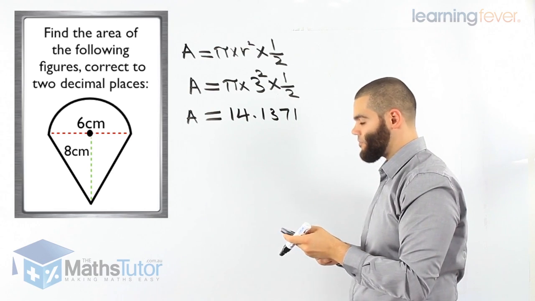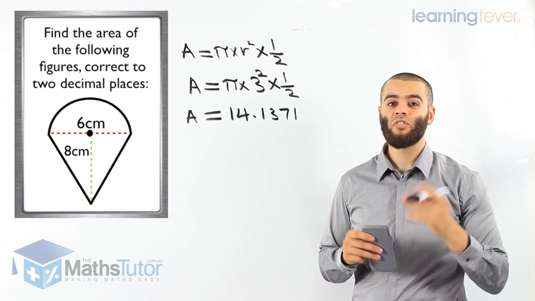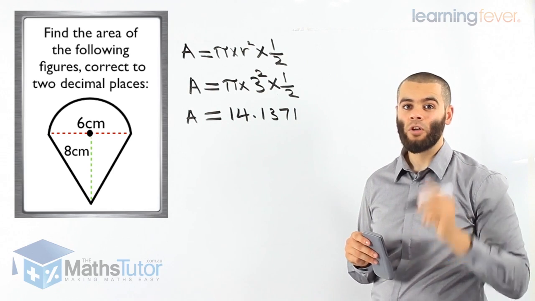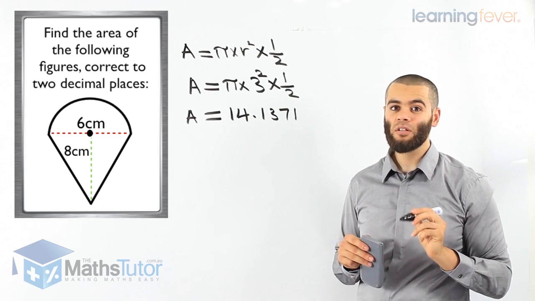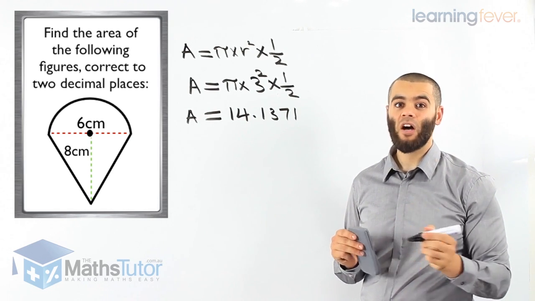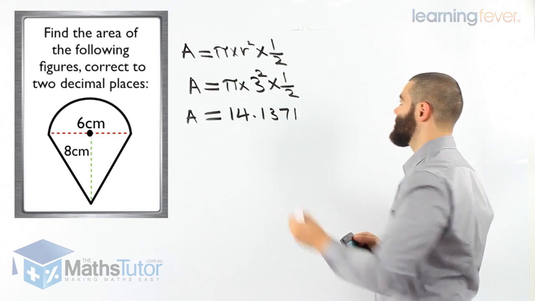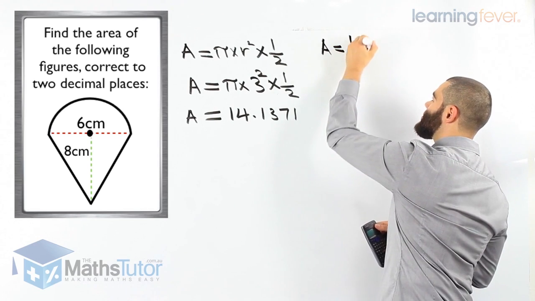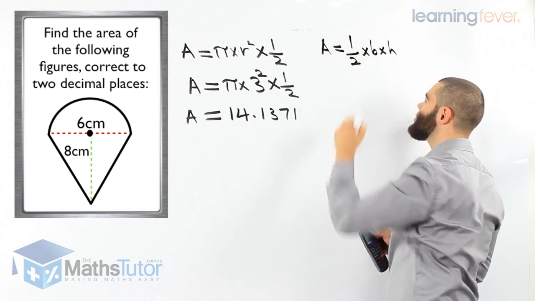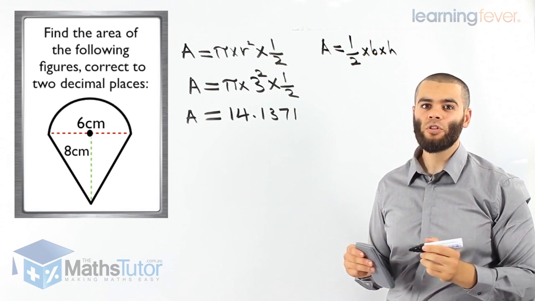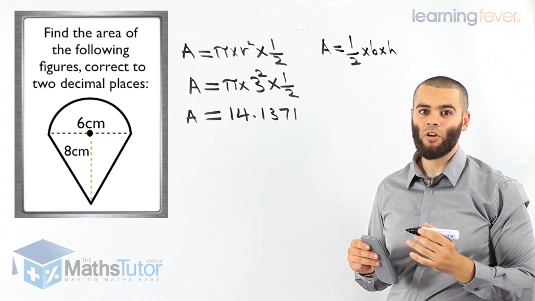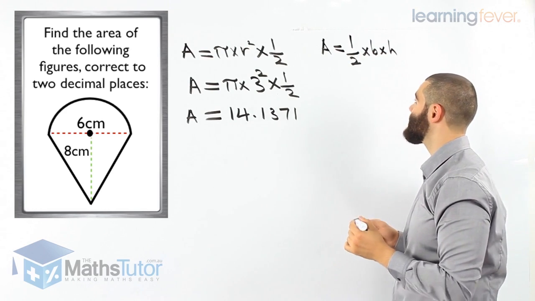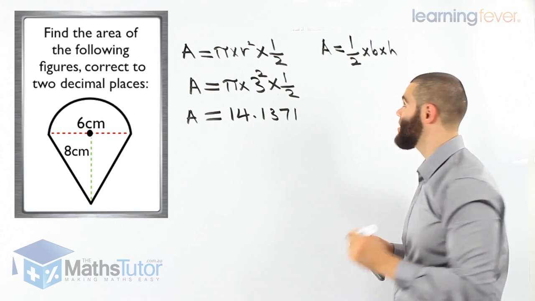Now we're going to work out the area of the triangle. What's the formula for the area of a triangle? You need to know it. Half times base times height. Area of a triangle, half times base times height, or BH over 2. Two different formulas, but they are the same. They are written differently, but they are the same. Half times base times height.